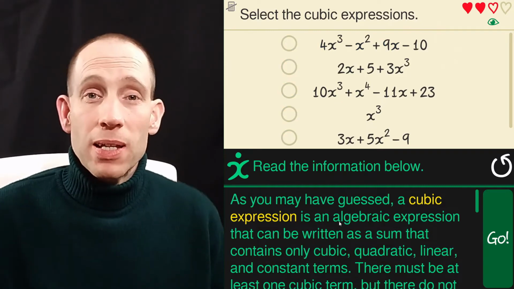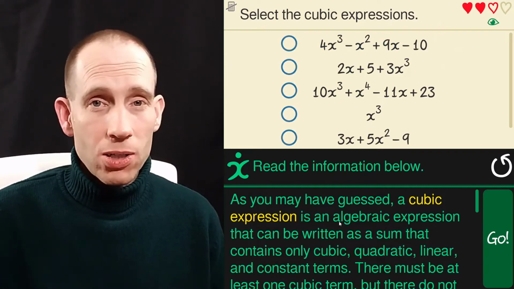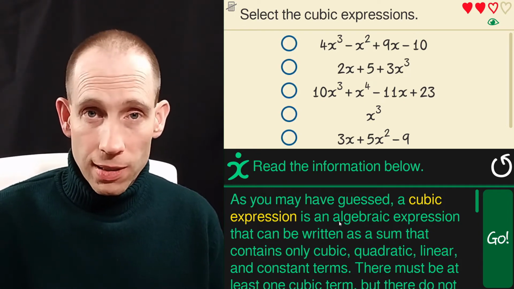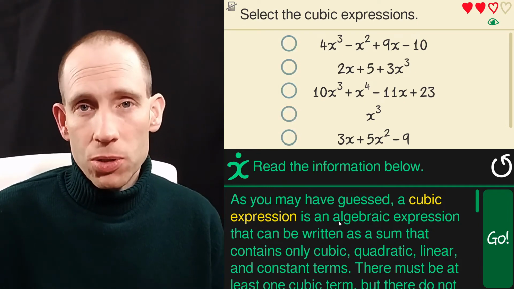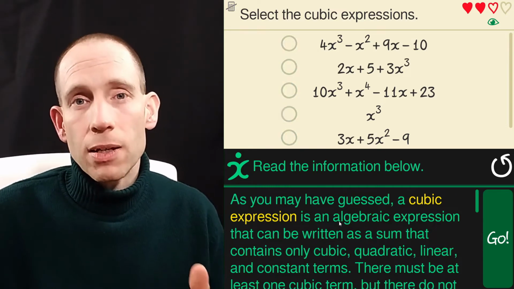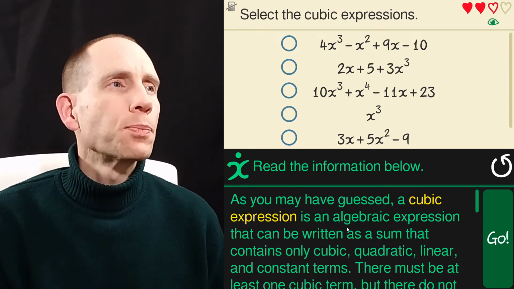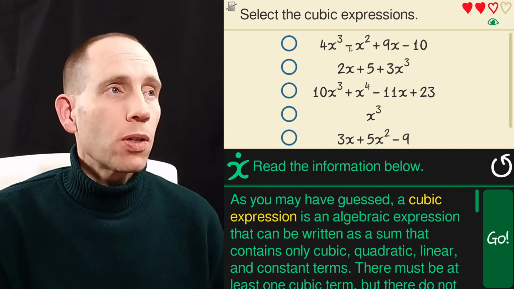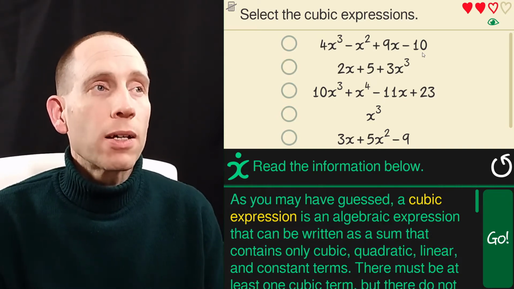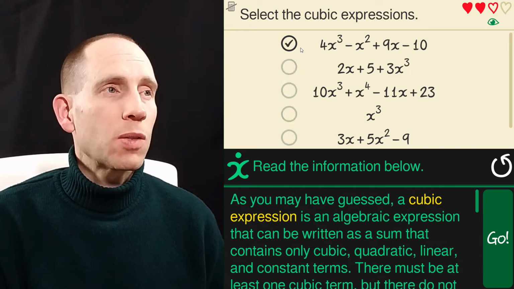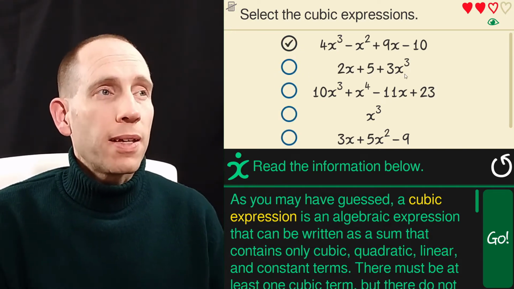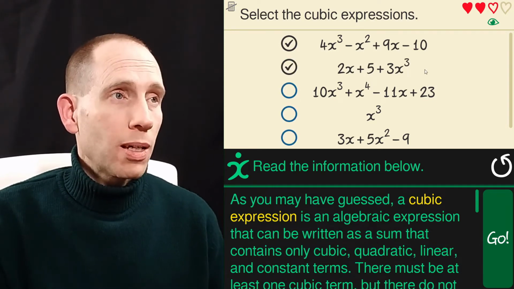Okay, and as you might be guessing already, a cubic expression then is one that must have a cubic term, and it can optionally also have quadratic, linear, or constant. So let's look at these each in turn. This one's got cubic, quadratic, linear, constant, so that one is a cubic expression. This one's got a linear and then a constant and then a cubic, so that one is a cubic expression.